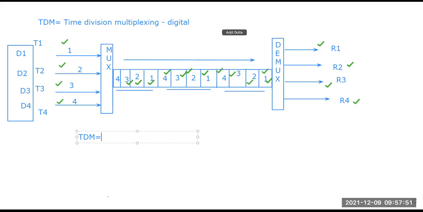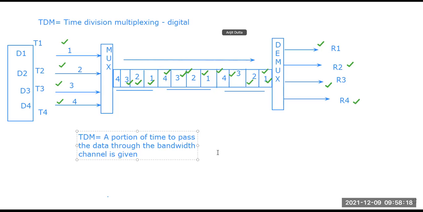So what is the concept? In TDM, a portion of time to pass the data through the bandwidth channel is given, or we can say a portion of time is shared through the bandwidth channel. This is the main concept of TDM.